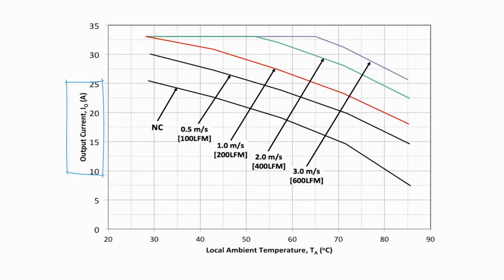Thermal derating curves show a module's allowable output current or output power under various airflows and ambient temperatures based on the temperatures of the module's components. Each point on a thermal derating curve represents a combination of output current or power and ambient temperature that causes the temperature of some components within the module to reach their operational limit.